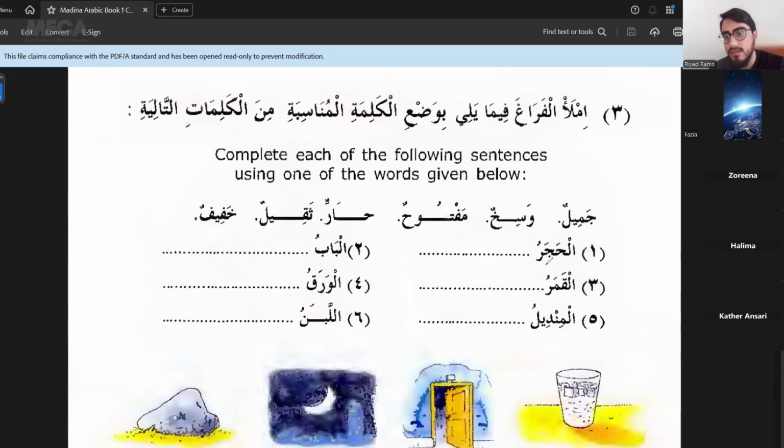So al-hajaru. Remember what that was? The stone. I have khafifun, thaqilun, harun, maftuhun, wasikhun, jamilun. So what is good? Thaqilun is heavy. The stone is heavy. Very good. Al-hajaru thaqilun. So we crossed that out. Okay, number 2, I'll go in order, Fazia. Al-babu, the door, and it's got to be open, so it would be maftuhun.